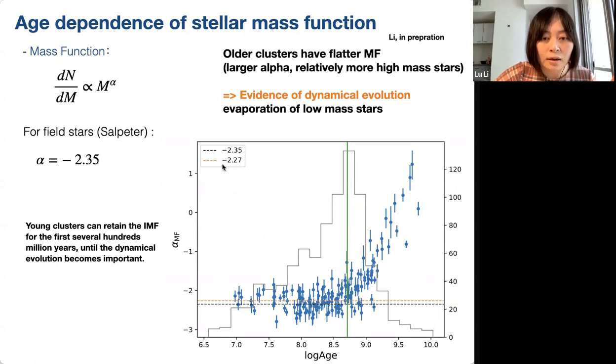They are about minus 2.27. It's close to the Salpeter mass function. And then after several hundred million years, the dynamical evolution becomes important. This is maybe also a reason or the evidence for why we cannot find too many old open clusters, because they get disrupted into the field and become field stars. And yes, this is our result of the mixture model method.